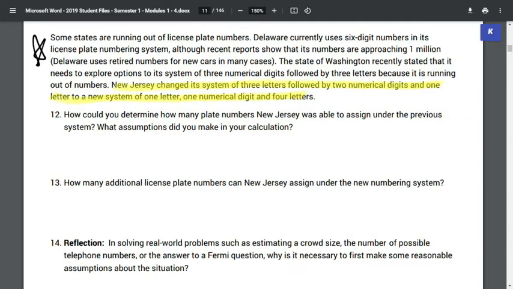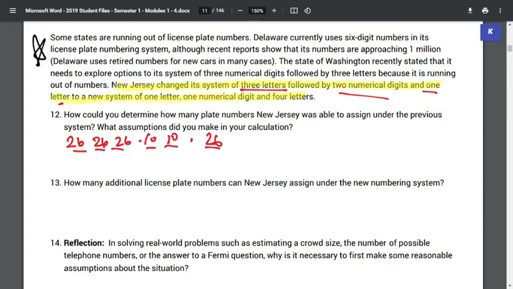So if we look at number 12, it just asks how many were under its previous system. So as we go through, it was 3 letters. So I'm going to go and let me give some more room here. So we got 3 letters, 1, 2, 3, 2 digits, 1, 2, and then 1 letter. So we'll put a dash there. So if I think about how many letters are in the alphabet, that's 26. So 26, 26, and 26, and we can put 26 there as well. And then how many numerical digits that we can have, that would be 10, 0 to 9.